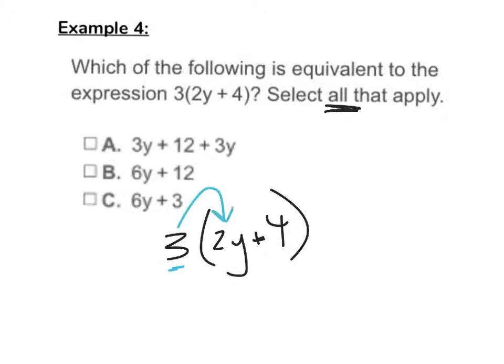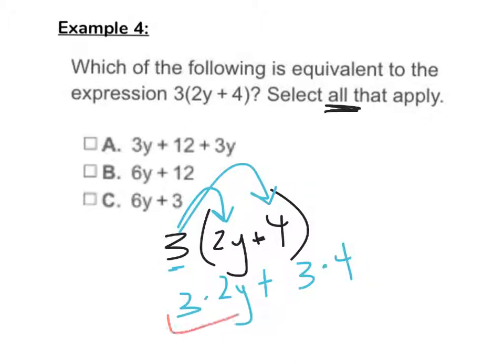So I'm going to share the 3 with the 2y, which will become 3 times 2y, and I'm going to share the 3 with the 4, which would become 3 times 4. Connecting this with my addition sign, and then simplifying.